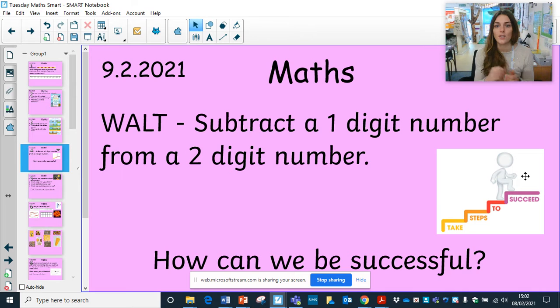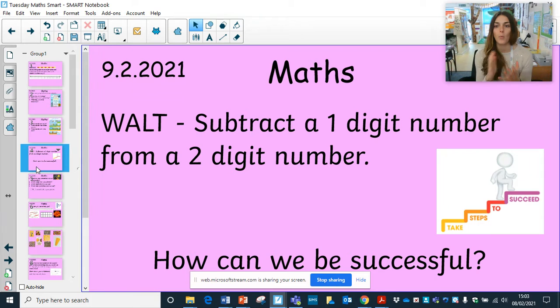So we are learning to subtract a 1-digit number from a 2-digit number. So how can we be successful? So taking those steps to succeed, we need to think about subtraction. So what subtraction means. Hopefully you know that when we subtract, it means the same as minus, take away, and it just means that our number gets smaller, okay? And when we're using a number line, we count backwards, our numbers get smaller.